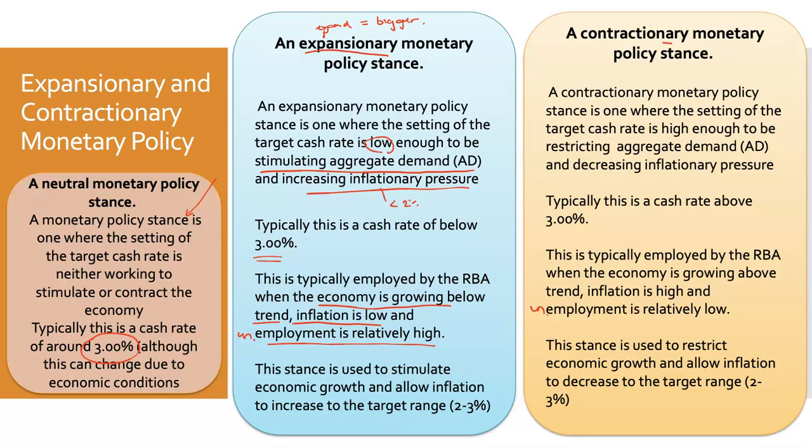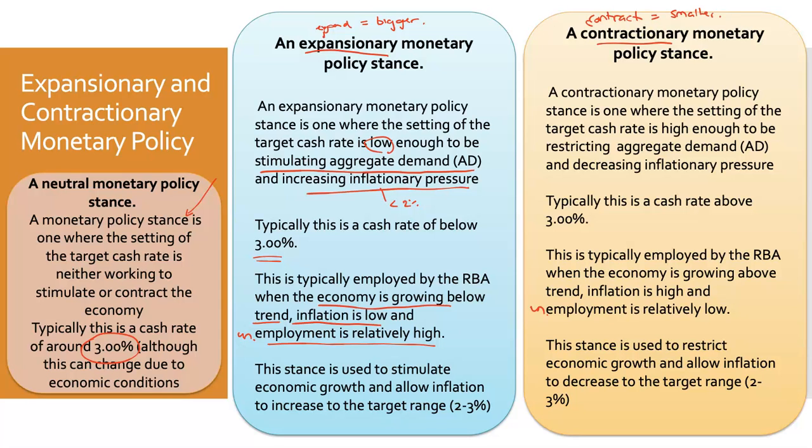Now, contractionary monetary policy is different. If you think about the main word here, I'm hoping you're going to pick up, we are talking about contract. And if something contracts, it's getting smaller. So a contractionary monetary policy is where the RBA is trying to influence the economy to make it smaller for a reason. And that reason is inflation is getting too high.